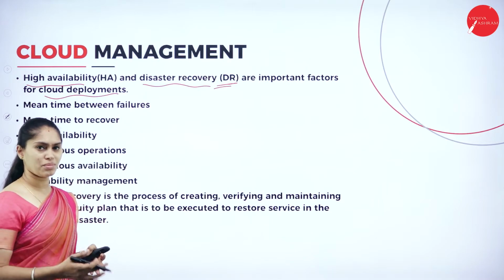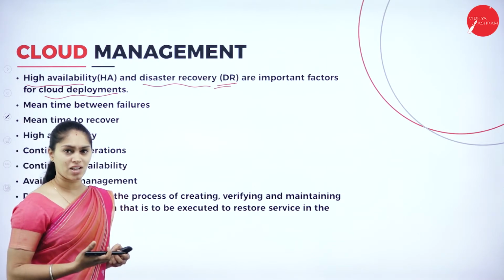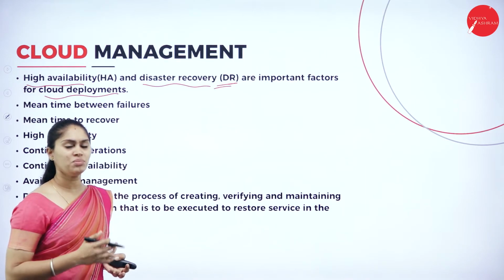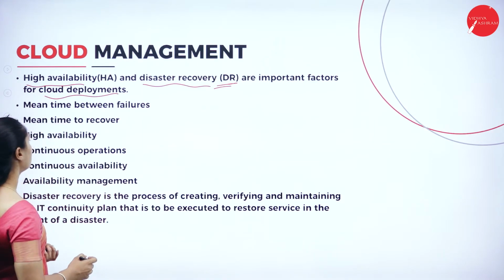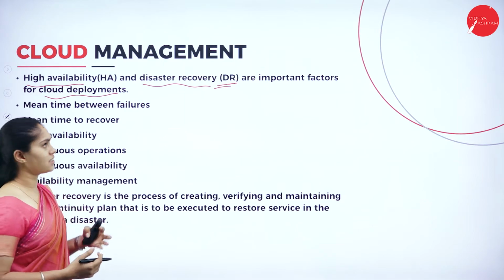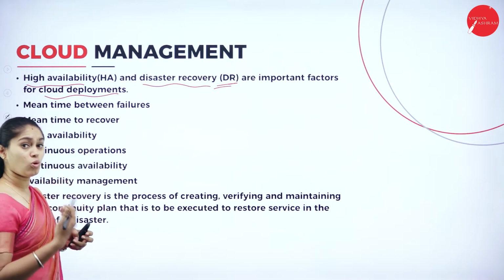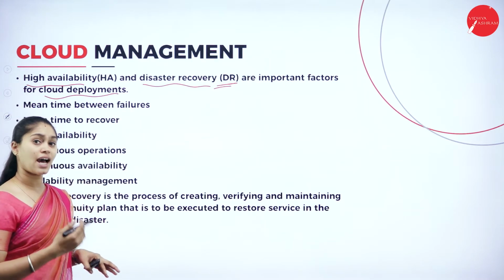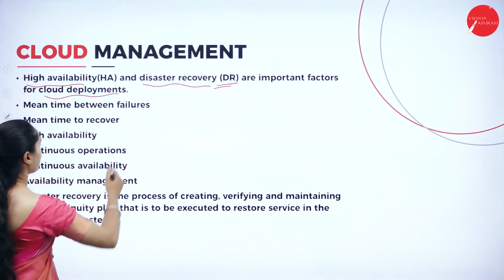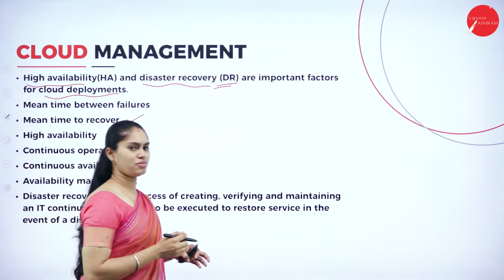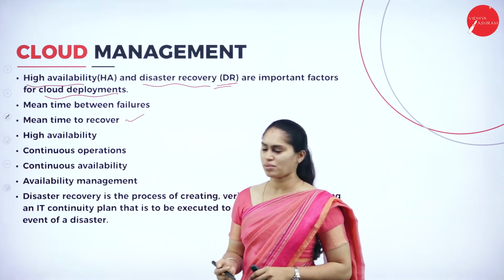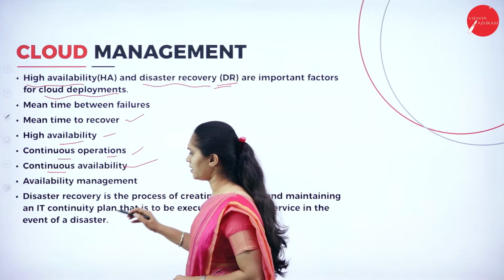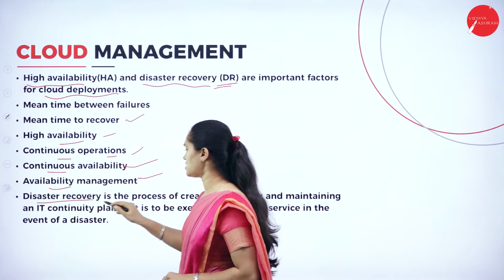of a disaster. So something goes wrong, system crashes happen, some natural disasters happen. At that time, this cloud management must be strong enough to overcome all those situations. And how can I say that this cloud is managing in an efficient manner? Only when it has high availability of the services and disaster recovery as soon as possible. So it includes mean time to recovery, that means from the time of occurrence of a failure to the time of its recovery from the failure, and high availability, continuous operations, continuous availability, availability management, and disaster recovery.